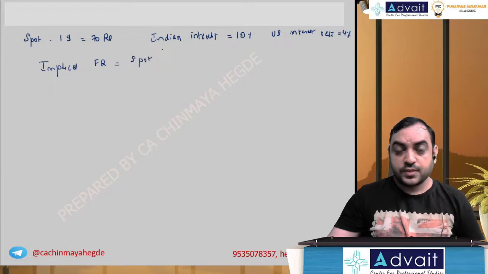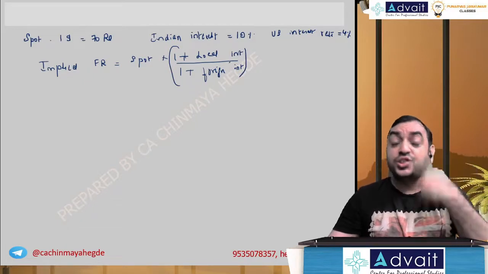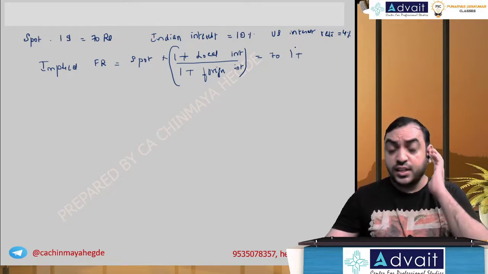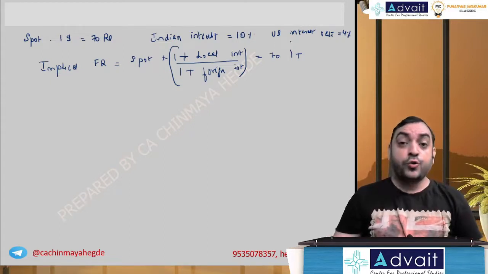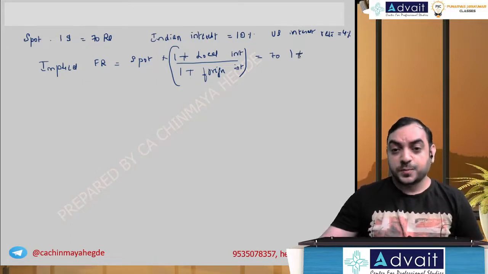Spot rate into 1 plus local interest, in this case Indian, divided by 1 plus foreign interest. That is, the exchange rate should theoretically be the ratio between the interest rates. So if I apply this formula, spot rate is 70 rupees into 1 plus local interest. Local and foreign is easy to identify here. If it is two foreign countries like Europe and UK, then how do you identify? LHS is foreign, RHS is local. Think that way.